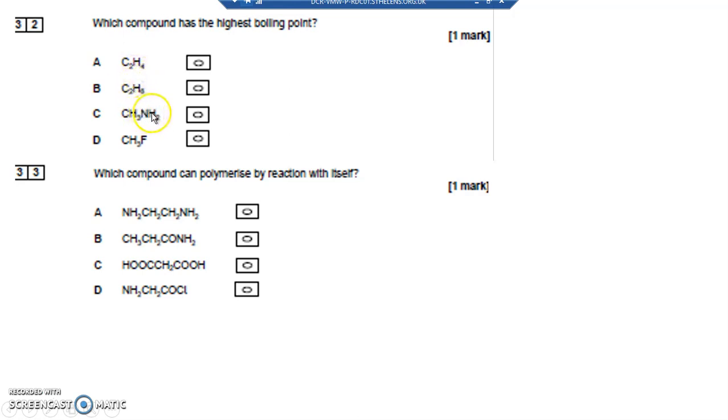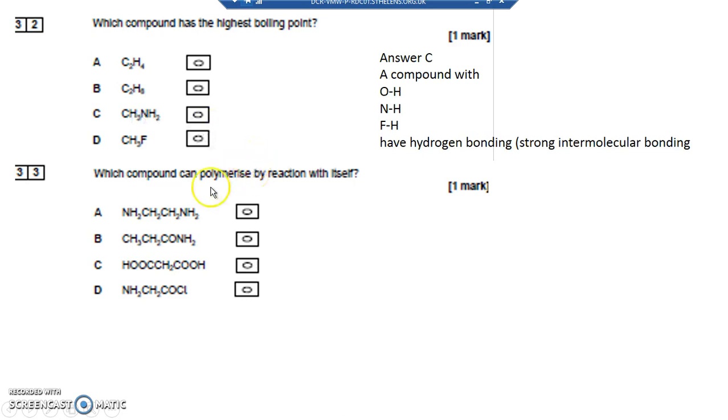Oh, there's an N bonded to an H there. That would have hydrogen bonding. That's going to be probably my answer. There's an F bonded there, but it's CH3F. The F is bonded to the C, so I've not got a hydrogen bonded to an F. C is my obvious answer.